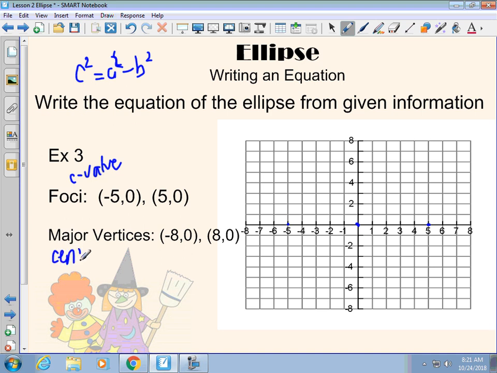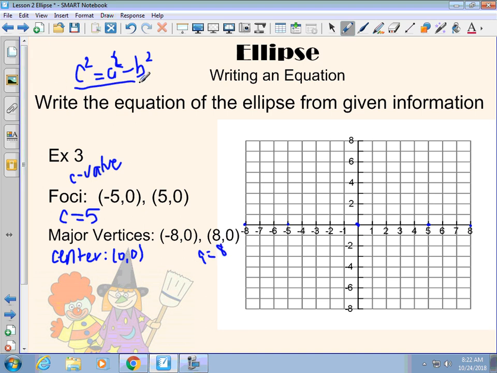Center is 0, 0. All right. So the distance from the center out to my foci gives me C. So C is 5. Now you can figure this out without actually graphing them by seeing the distance between the two and dividing by 2 as well, whichever one works for you. Okay, and then the major vertices are at -8, 0, and +8, 0. So that gives me my A value of 8.